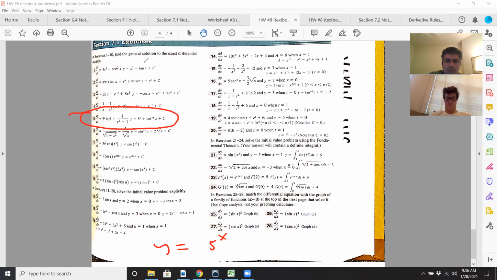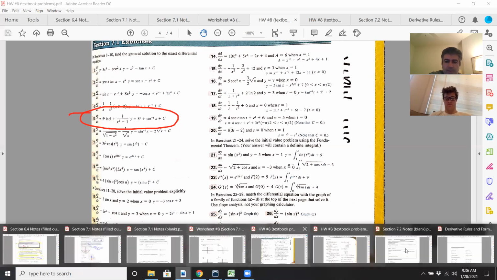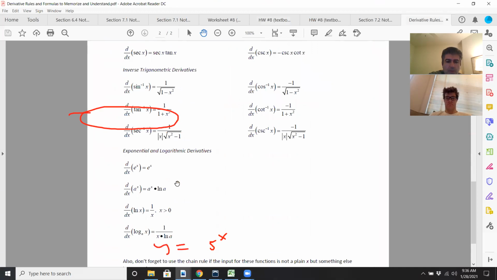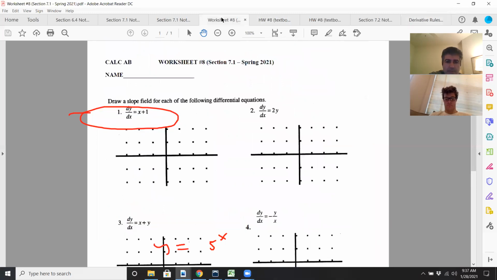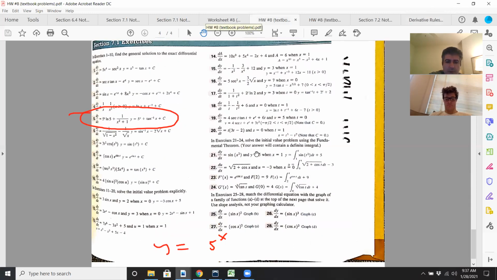The reason why is because if we look at our cheat sheet again, remember, we have the derivative of a to the x. It's a to the x times ln a. So if you have a to the x times ln a, to go backwards to do the antiderivative, it's just a to the x. So in this case, our a was 5, so you have 5 to the x. That's it.